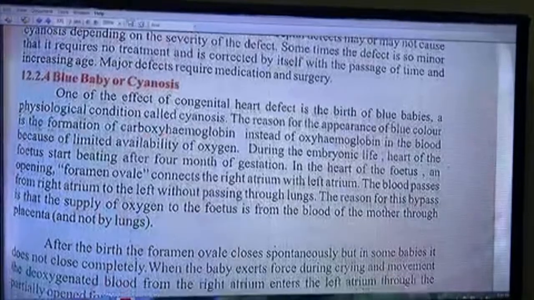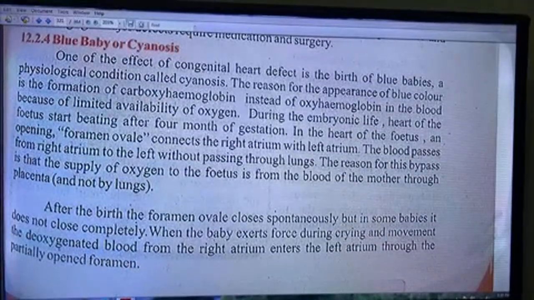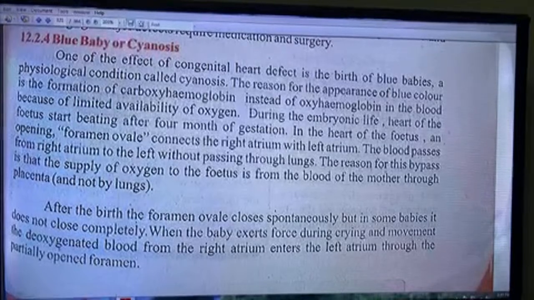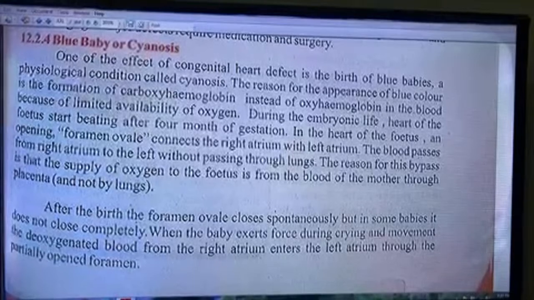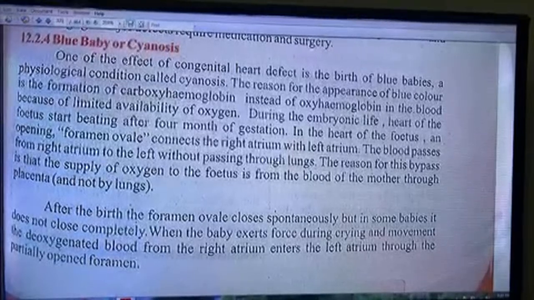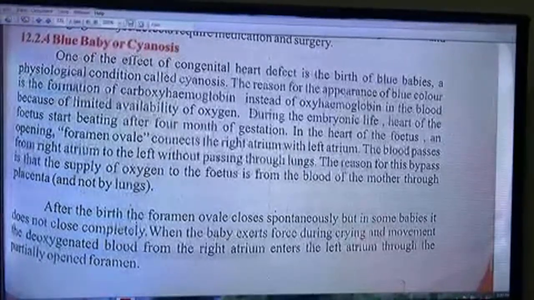Blue baby. One of the effects of congenital heart defect is the birth of blue babies. It's a physiological condition called cyanosis. The reason for the appearance of blue color is the formation of carboxyhemoglobin instead of oxyhemoglobin in the blood because of limited availability of oxygen.